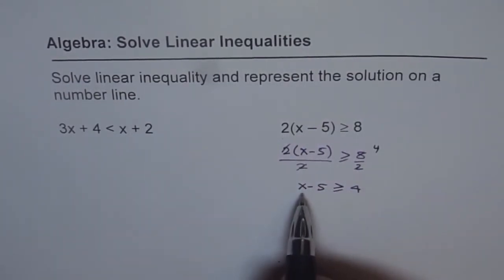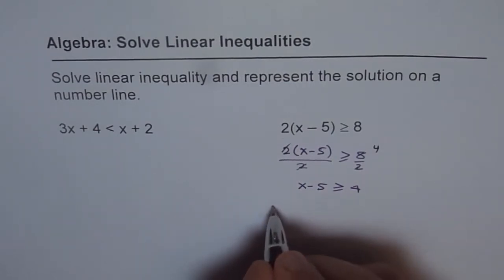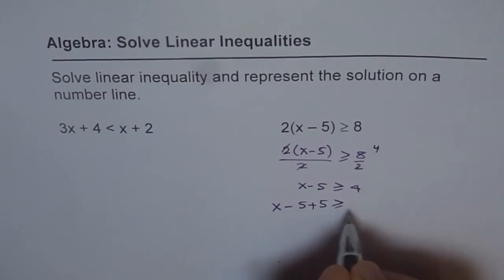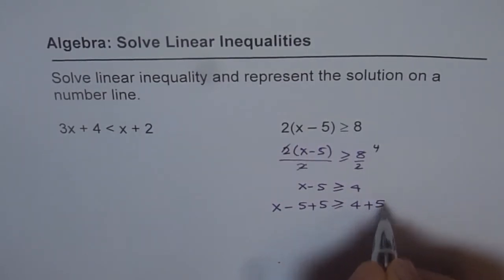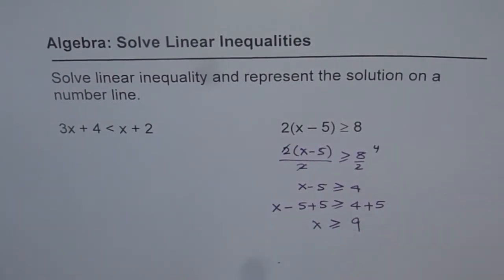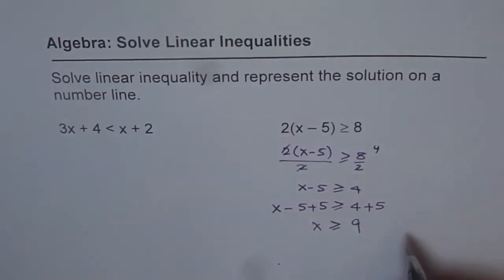And now to isolate x, we can add 5 both sides. So we get x minus 5 plus 5 is greater than equals to 4 plus 5, right? Or x is greater than equals to 9. So that is the solution. And this solution you can plot on a number line like this.